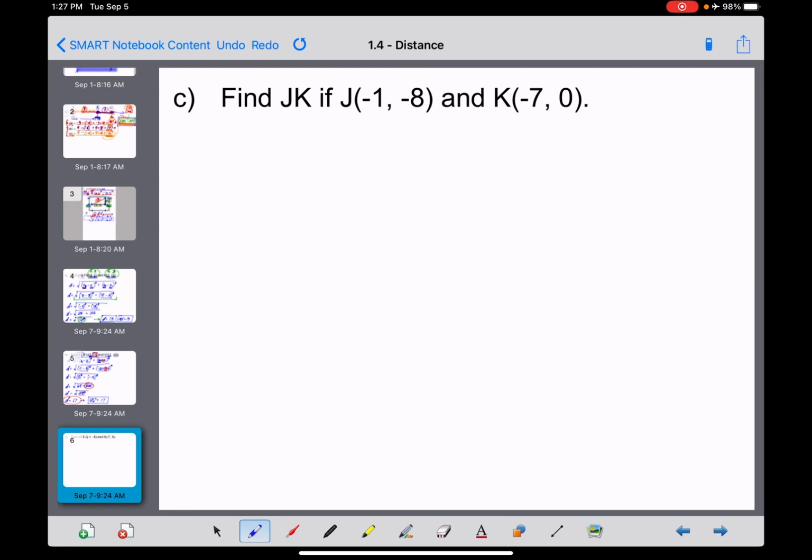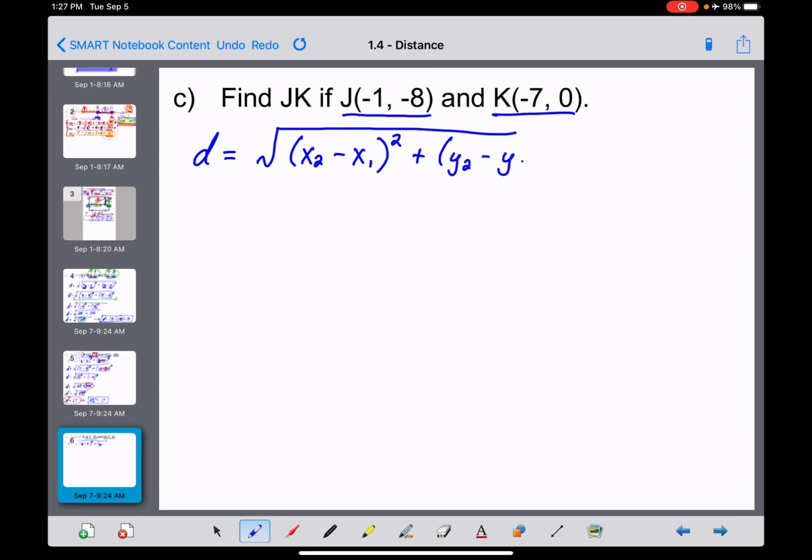So what's going on? Find the measure of JK if here's point J, here's point K. So once again, let's write it out. D is the square root of, we've got x sub 2 minus x sub 1, close it, square it, plus y sub 2 minus y sub 1, close it, and square it.